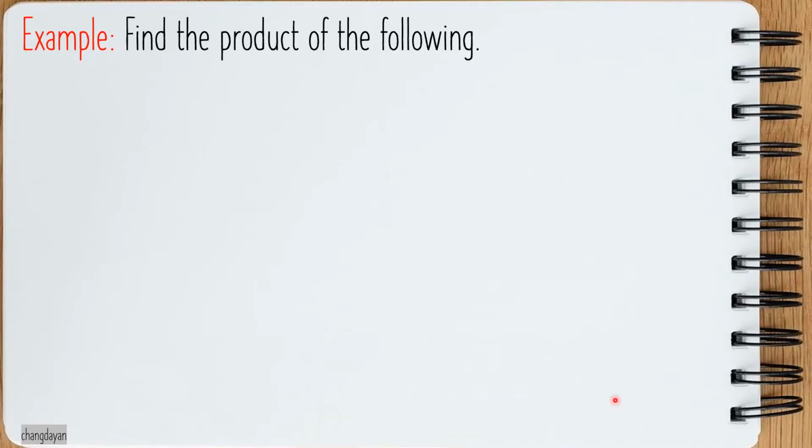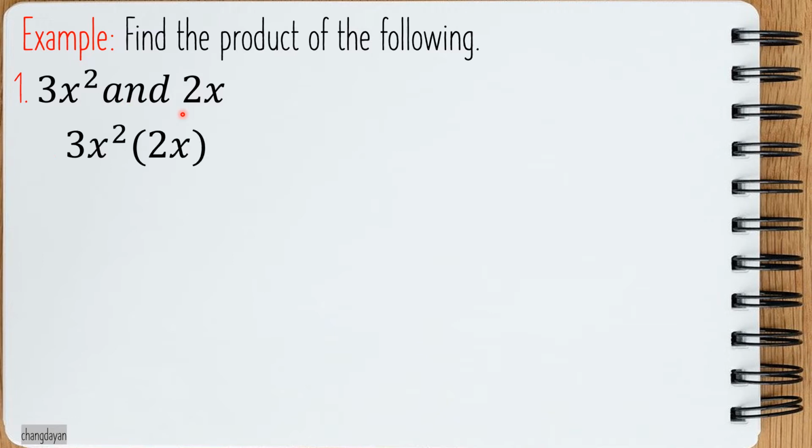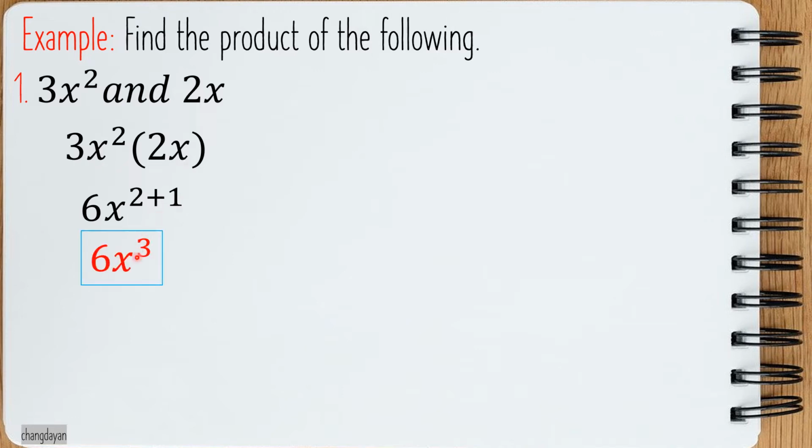Now, let us find the product of the following. Number 1, multiply 3x squared and 2x. 3x squared times 2x, just multiply first 3 and 2. So 3 times 2 is 6. Then multiply x squared times x. Since pareho silang base na x, add lang natin ang exponent, that is 2 plus 1. And our final answer is 6x cubed.